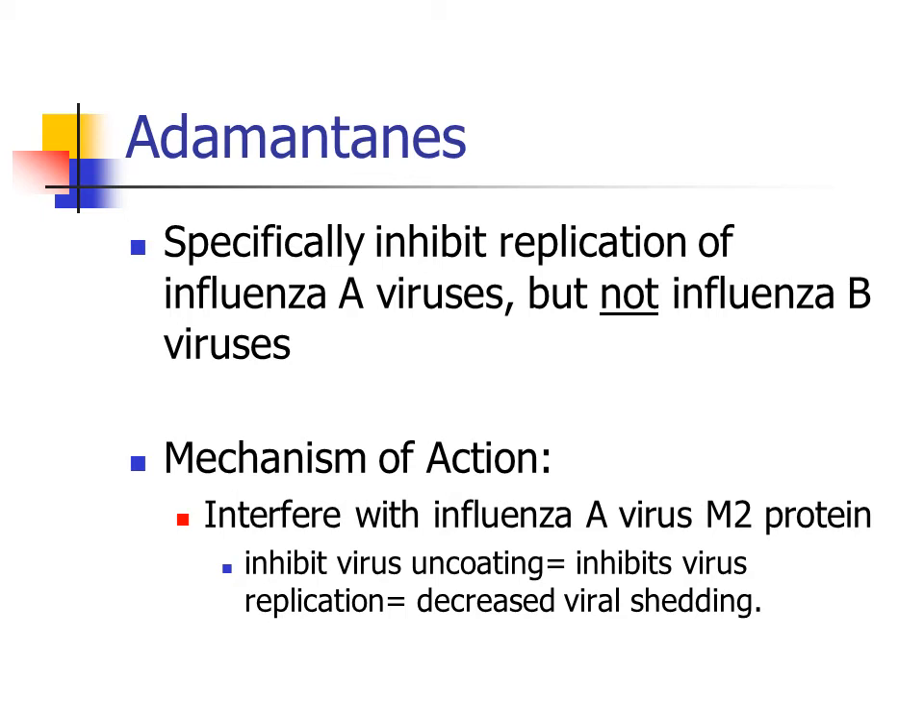The adamantanes work by interfering with influenza A virus M2 protein. So again, you see a common theme with these medications targeting protein production. What this does is inhibit viral uncoating and replication, and also decreases viral shedding.